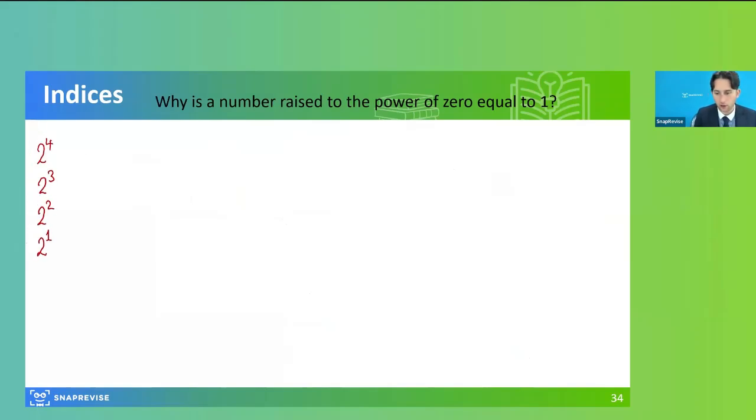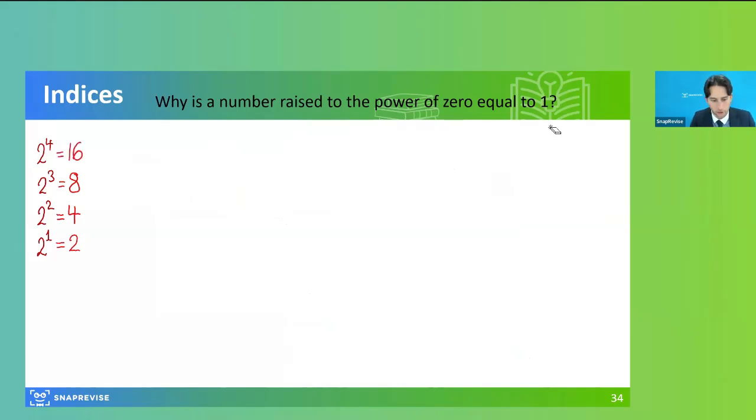One of the questions I got asked when I was doing my teacher training is, why is a number to the power of 0 1? And I really struggled to answer it. It was kind of like, because you just have to learn that. It kind of just is. But let's think about it really carefully, and this will explain some of the rules nicely.